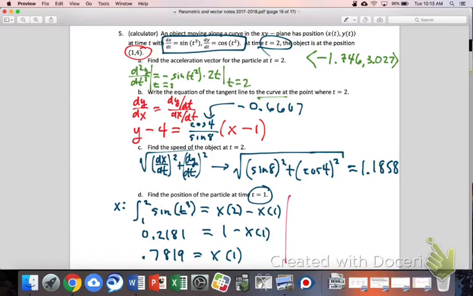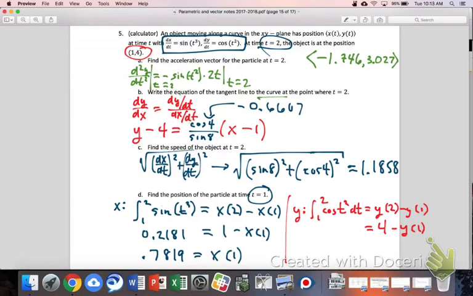For the y's, it'd be the integral from 1 to 2 of cosine of t squared dt. This will equal y of 2 minus y of 1. And I know that y of 2 is 4. So y of 2 is 4 minus y of 1. And again, obviously you've got to use math 9 for that left side.